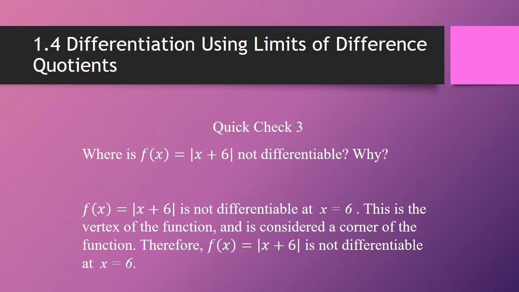Okay, it's not differentiable at x equals 6. This is the vertex. We know that the absolute value function is a v-shape, and it is a corner. So the function is not differentiable when x is 6.